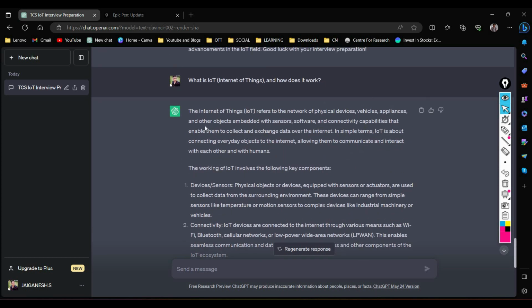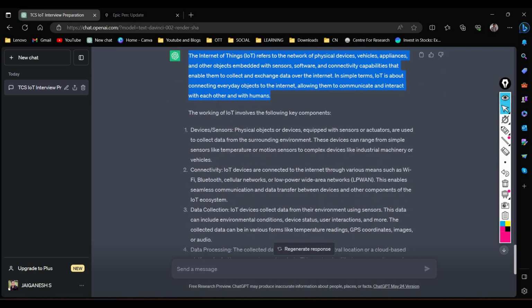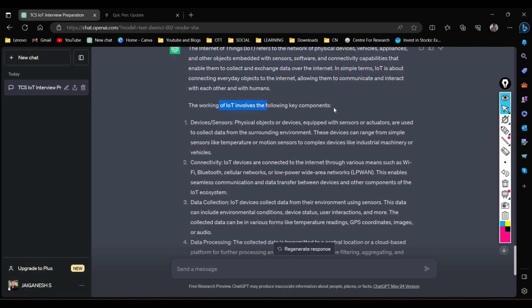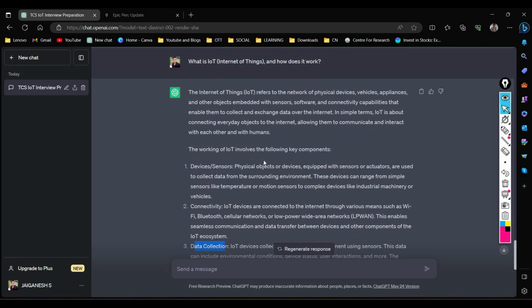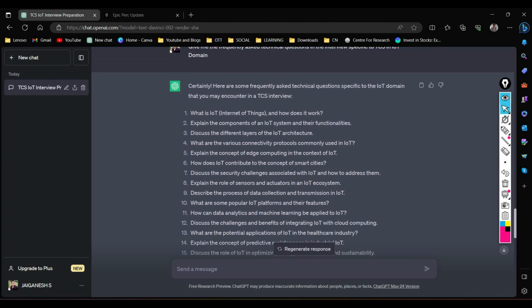Here it has given me the expansion of IoT and what it is used for. And here is the working of IoT, which involves the following key components. It has given us all the key components that are involved in IoT. So you can create your own answer and present it to your interviewer. And likewise, you can repeat the procedure of copy-pasting several questions in the prompt again and again to get the answer for each question. This is how you can prepare yourself for the frequently asked technical questions.